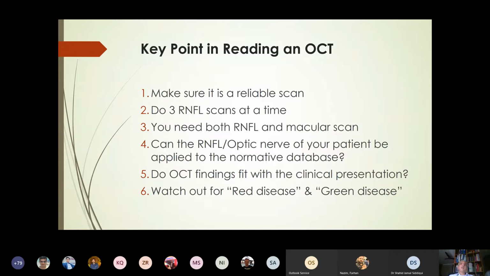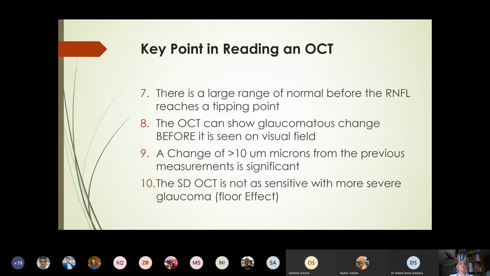And watch out for red disease and green disease, which I'll show you in the next slides. And there's a large range of normal before the RNFL reaches a tipping point. Normally, they say the visual field defects you start to see when the retinal nerve fiber layer falls below 77 micrometer. And usually the thickness is 100 or slightly higher in patients depending on the age of the patient. Then the OCT can show glaucomatous change before it is seen on visual field, which we discussed in the start.